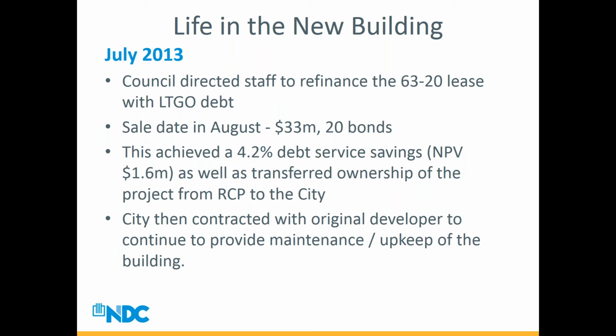So we were able to refinance the lease obligations and unwind the contractual relationships in 2013 and sold traditional LTGO bonds, 20-year bonds, and those bonds achieved a debt service savings that met our policy standards for debt service savings with a net present value of 1.6 million. And so part of unwinding the original structure eliminated the need for those relationships.